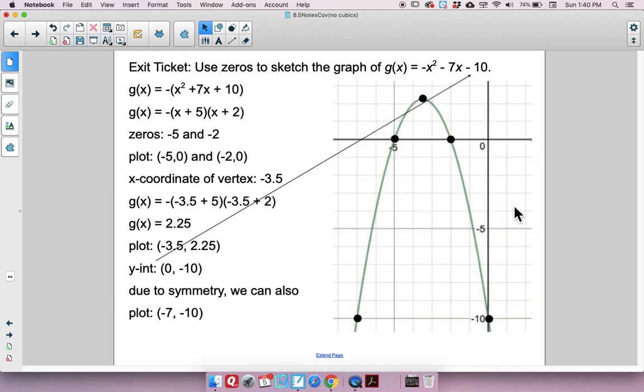So it should have looked like this. One thing I don't have in here is our axis of symmetry. If I put that in, it would look like that. And you can see how everything lines up. So when I had that y-intercept at 0, negative 10, again, you can see how this is 3.5 units to the right. So I'd want to go 3.5 units to the left.